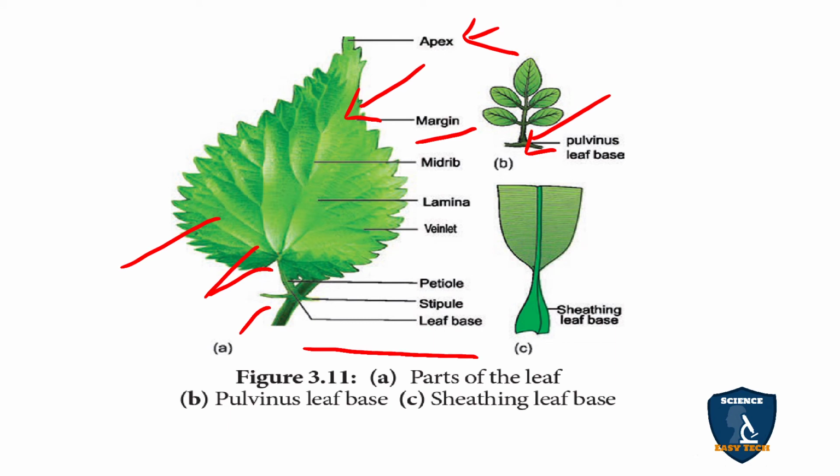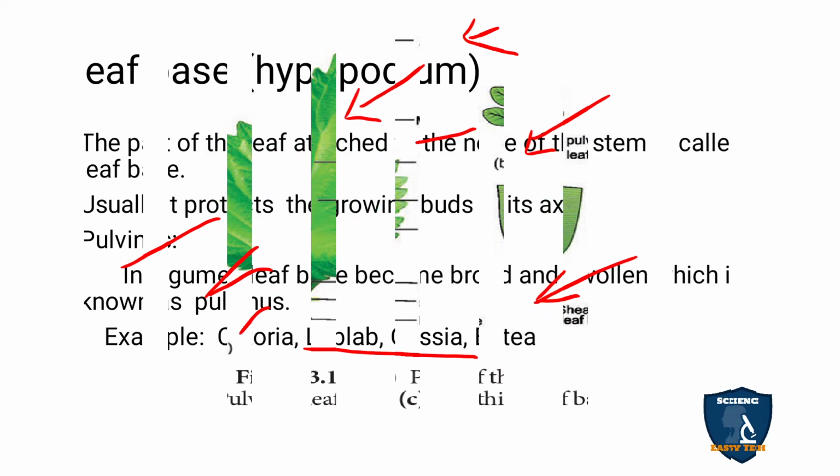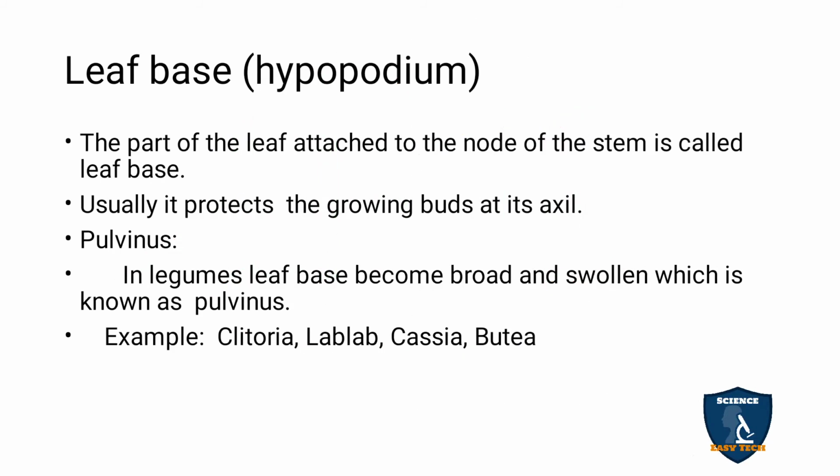And in monocots you can see the sheathing leaf base. Example, you can see the banana leaf with sheathy leaf base. Okay. So, leaf base, hypopodium. The part of the leaf that is attached to the node of the stem is called the leaf base. It gives protection to the axillary buds. So this leaf base protects the growing buds at its axil.